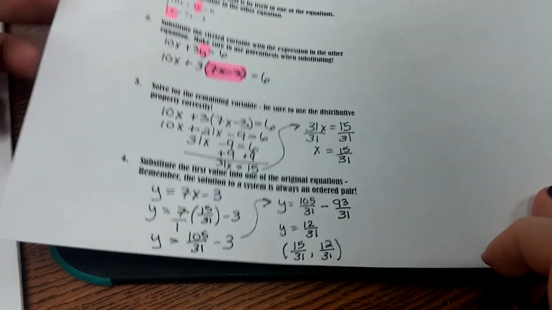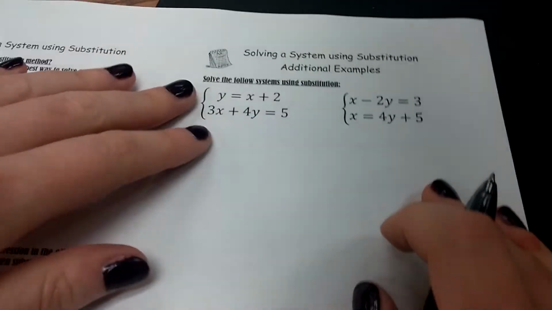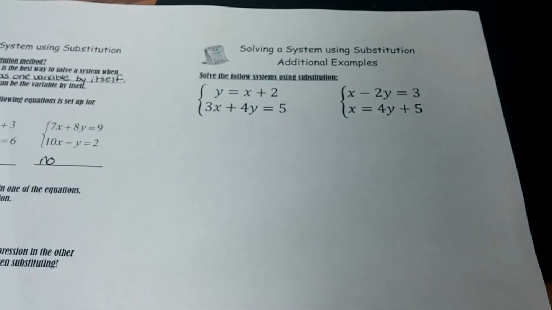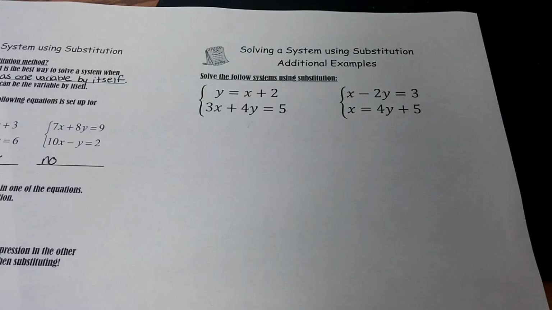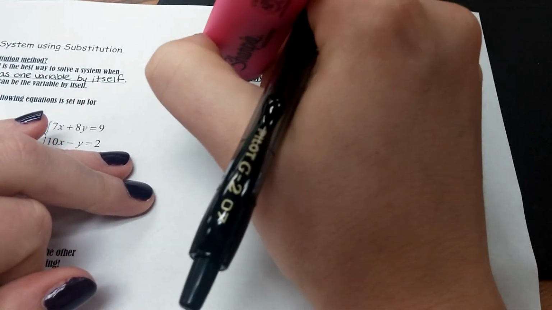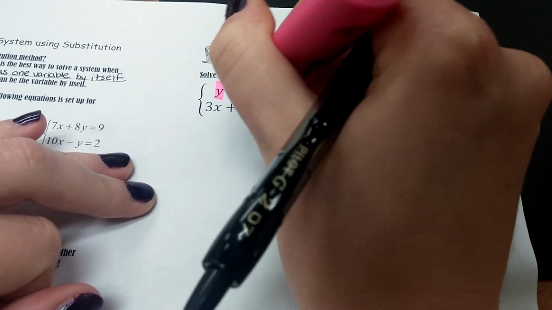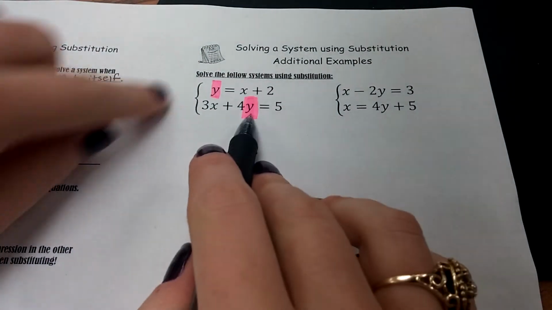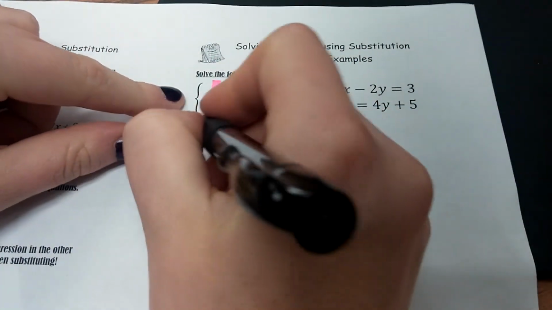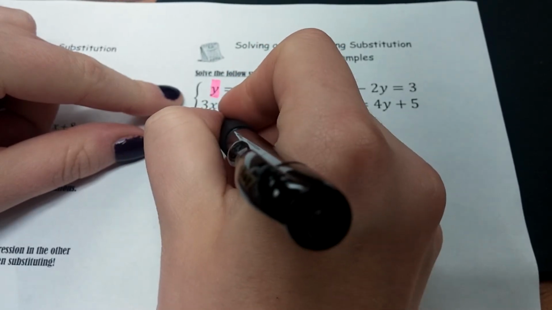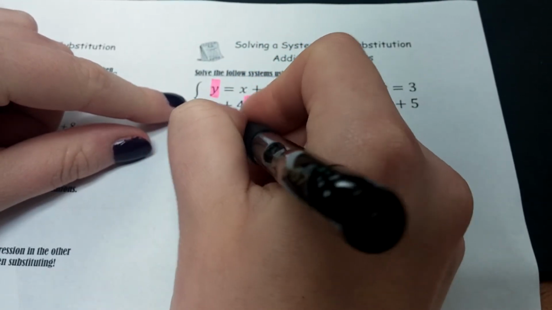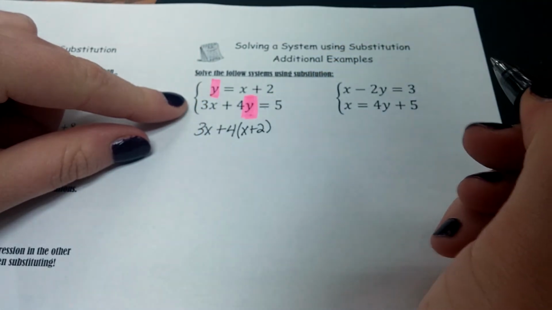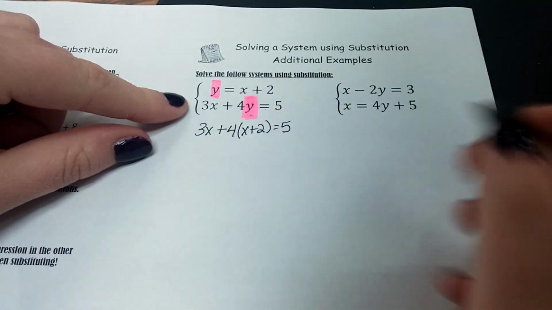All right, a couple more examples. So the first step I have to do here is figure out which equation is solved for a variable. In this case, the first one is solved for y, and then I identify y in the second equation. So I'm going to replace this y with this expression. So I have 3x plus 4 times x plus 2, and that's still equal to 5.